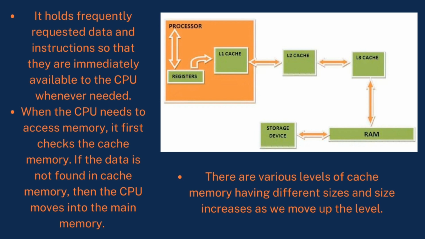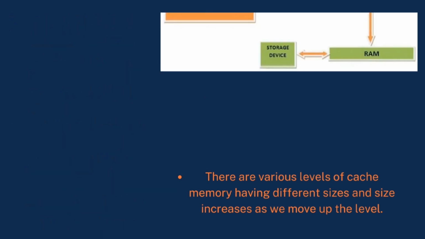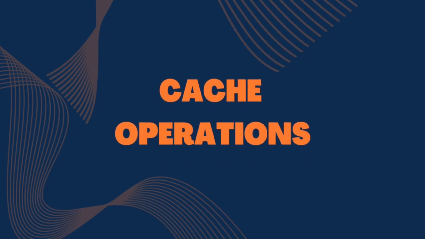When the CPU needs to access memory, it first checks the cache memory. If the data is not found in cache memory, then the CPU moves into the main memory. There are various levels of cache memory having different sizes, and size increases as we move up the level. And now we'll be learning cache operations.